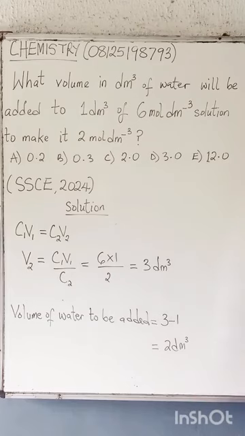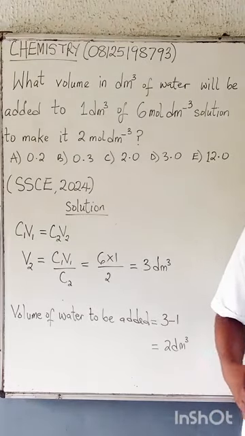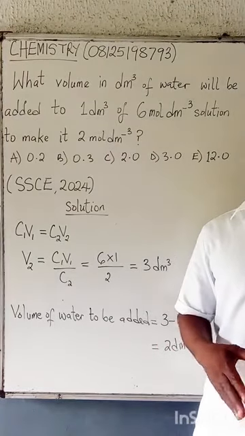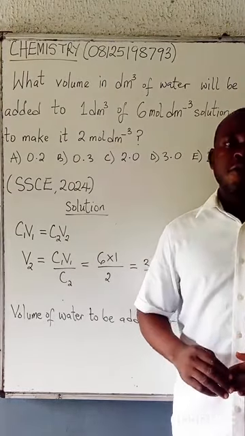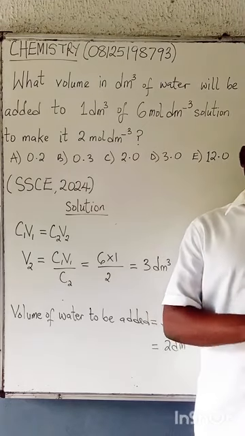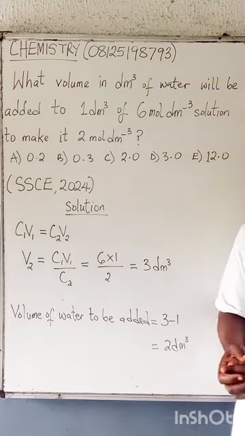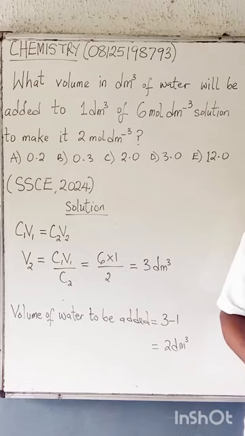Before we can go ahead to solve this problem, we need to understand what a solution is in chemistry. A solution is a thorough mixture of a liquid called a solvent and a solid called a solute. A solution is a thorough mixture of two substances. Usually one is in liquid form and the other one is in solid form.